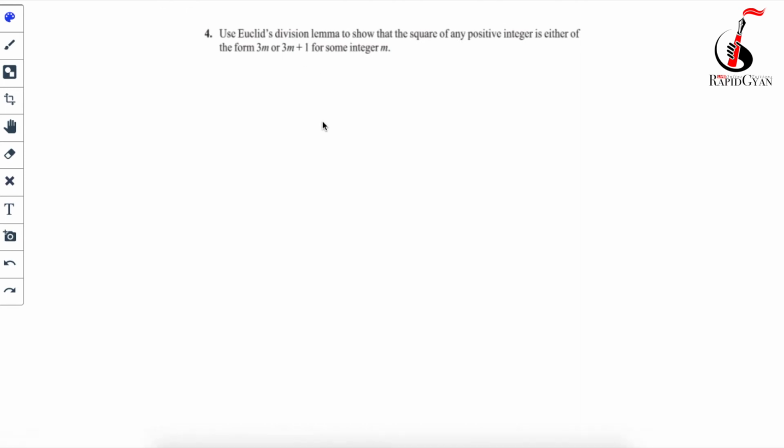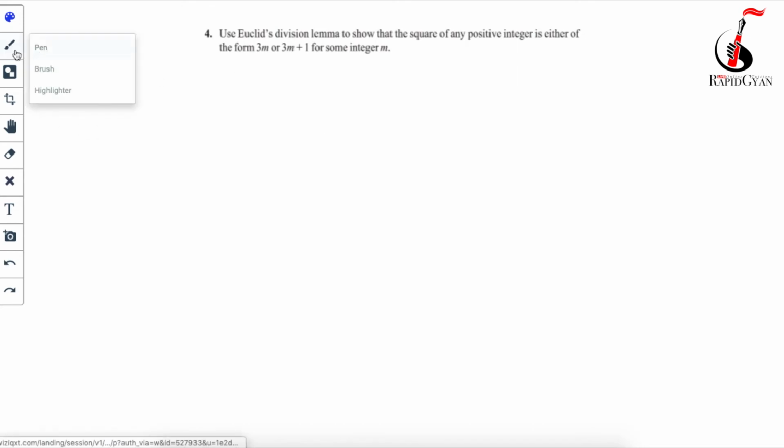The next question is: use Euclid's division lemma to show that the square of any positive integer is either of the form 3m or 3m plus 1 for some integer m. We have already solved this kind of question. The only difference here is that you will have to find the square of the positive integers. Earlier we only solved it for even integers, odd integers, or just integers. So let's solve it.